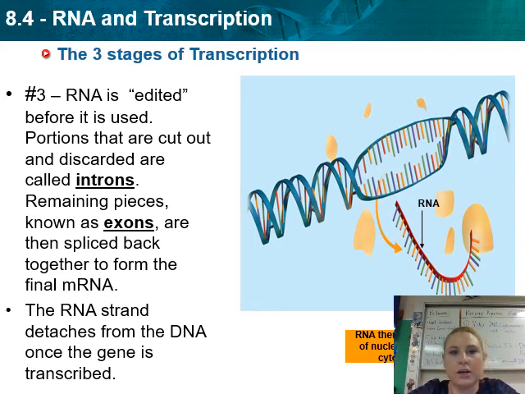Portions that are cut out and discarded are called introns, because it doesn't need the whole thing. So it gets double checked, it edits it, it cuts some pieces out, and we call those pieces introns. The remaining pieces get spliced back together, we call those exons, and those form the final mRNA message. Now the RNA strand detaches from the DNA once that gene gets transcribed, and then it gets sent out to the cytoplasm where it will find the ribosome. And the ribosome is where the proteins get built.